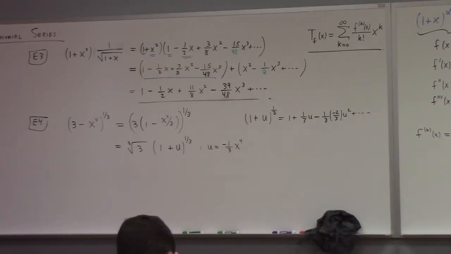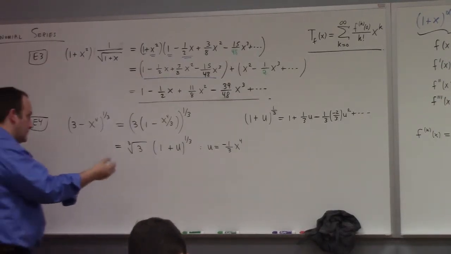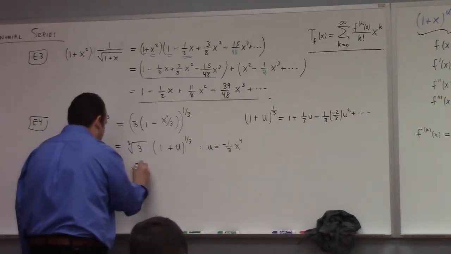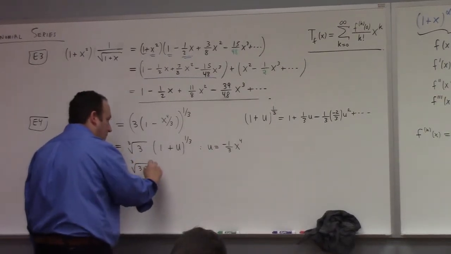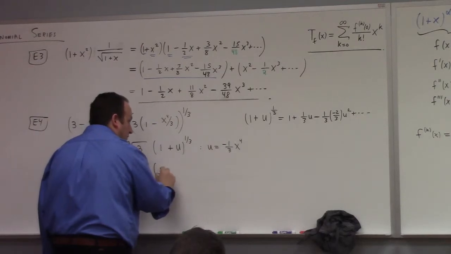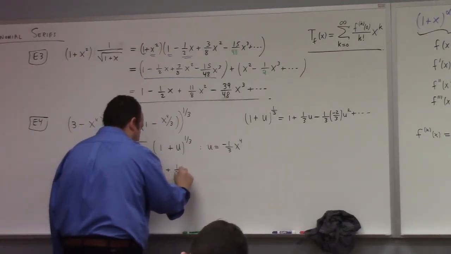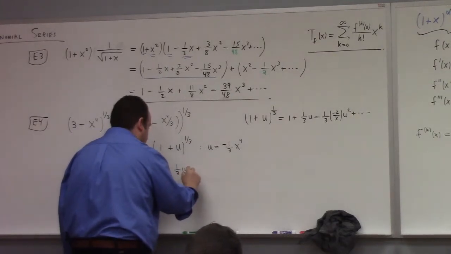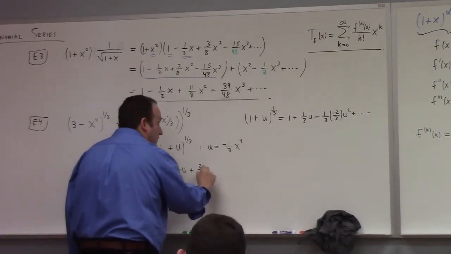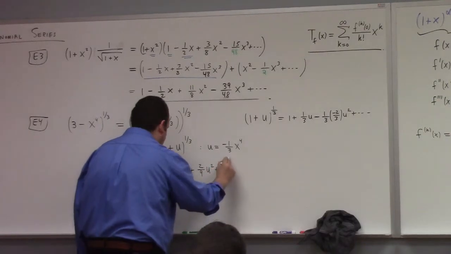Guys, got it? You see what I did? Then why did I do that? Because now I can use the binomial series result in u. So this is the cube root of 3 times 1 plus 1/3 u plus 2/9 u squared plus dot, dot, dot, right?